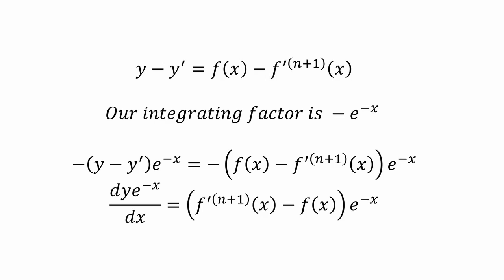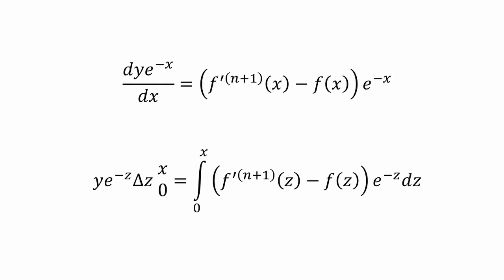For those who don't know how to solve first-order differential equations, it is just best to check whether the last row is actually true. There it states that the derivative of y times e to the power minus x is equal to, between brackets, the (n plus 1)th derivative of a function minus the function itself, times e to the power minus x. And you can double check this. Now we have a simple differentiation problem.